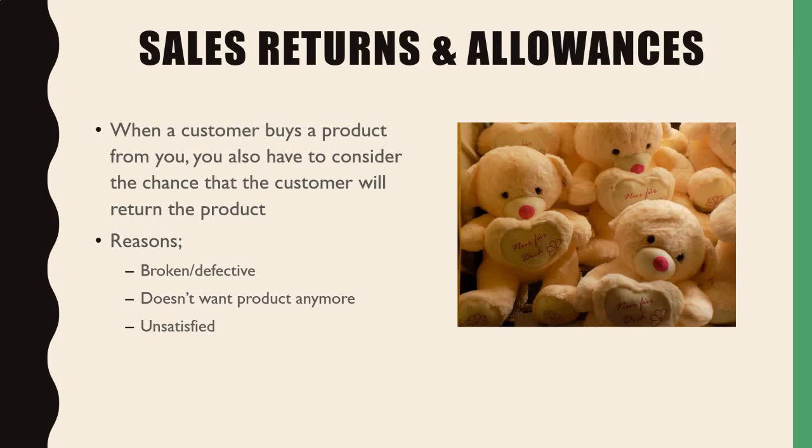Now, of course, when we sell a product to our customers, we are trying to ensure that the product is being sold. We want to ensure that the customers like the product that they are purchasing. That's the ultimate goal, to get customer satisfaction with the product that you're selling. Now, of course, there are many, many reasons that a customer can choose to return the product. It could be broken and defective.